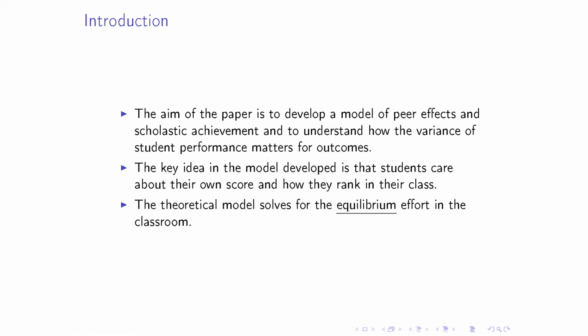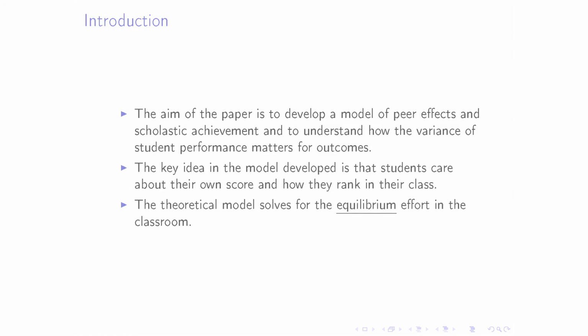So the aim of the paper is to develop a model of peer effects and scholastic achievement, and to understand how the variance of student performance matters for outcomes. The variance being, of course, as Michela stressed, a shortcut to the entire rank distribution of the classroom. The paper is not structured like the presentation. It starts with a model, and what's important about the model is that it solves for equilibrium. It asks, what's the equilibrium level of effort in a classroom, given that there are rank concerns? And then the theory is analyzed by varying this equilibrium as costs of effort change.